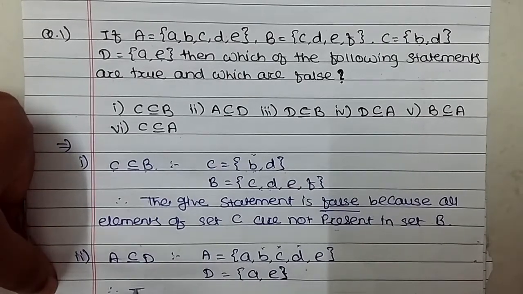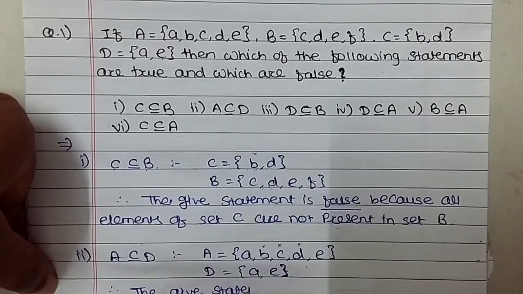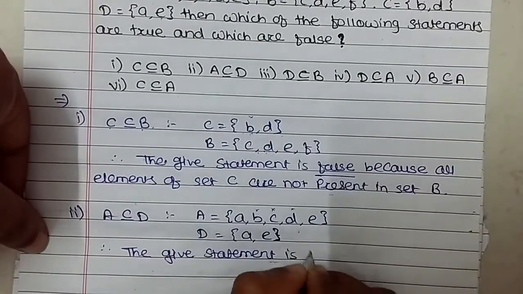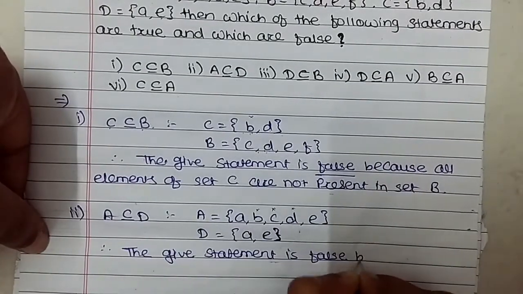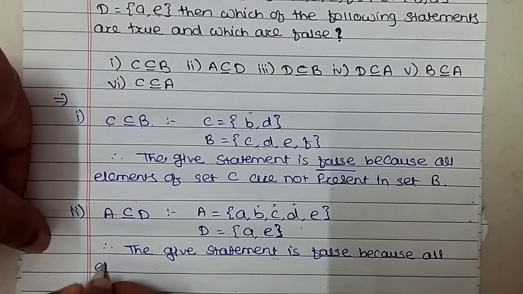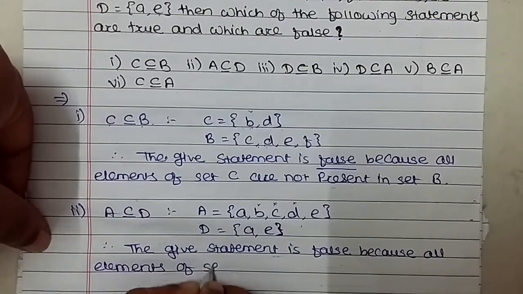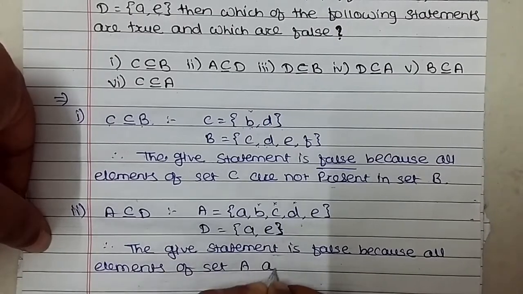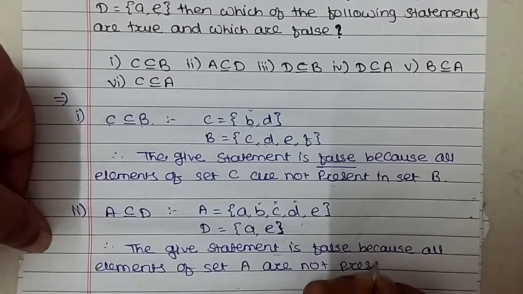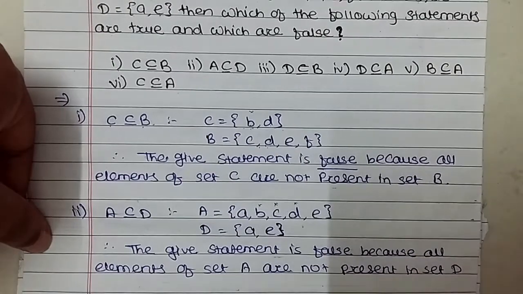That means the given statement is false because all elements of set A are not present in set D.